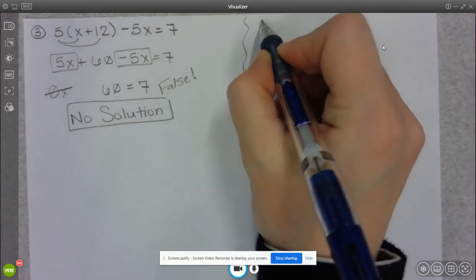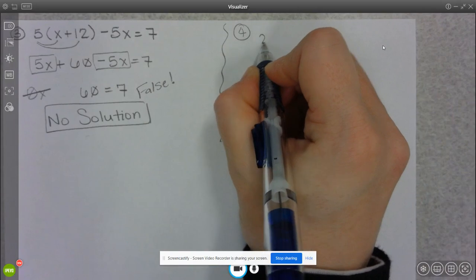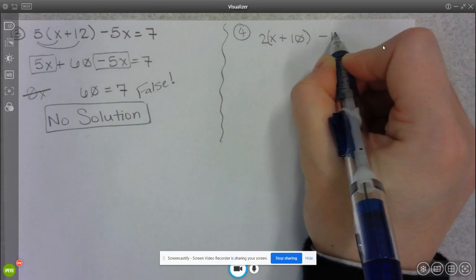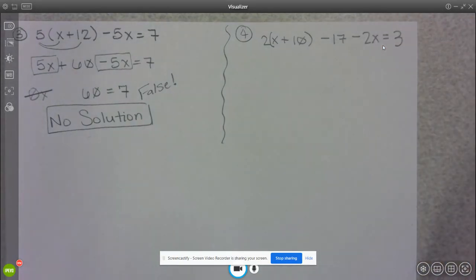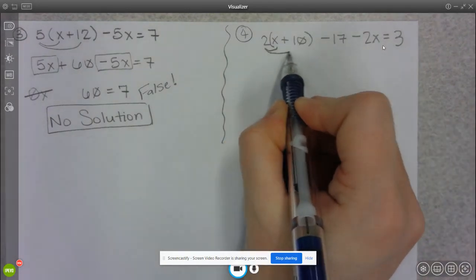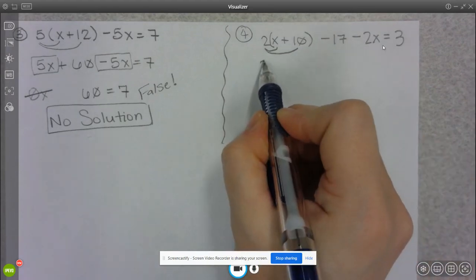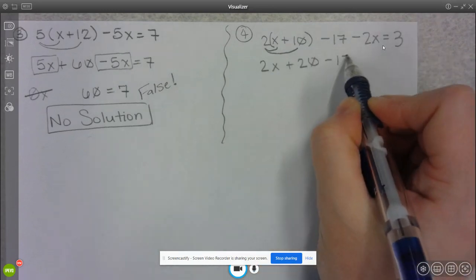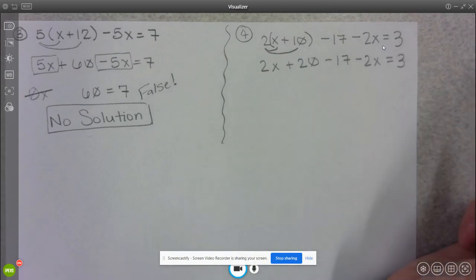All right, let's go and look at number 4. So I've got 2 times the quantity x plus 10 minus 17 minus 2x being equal to 3. So I've got 2 times x and 2 times 10. So I'm going to have 2x plus 20 minus 17 minus 2x being equal to 3.